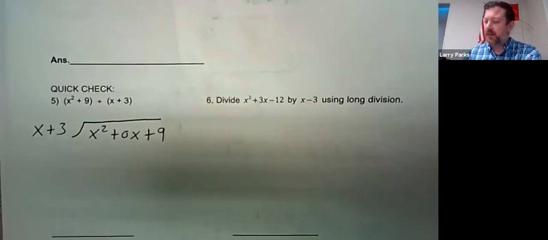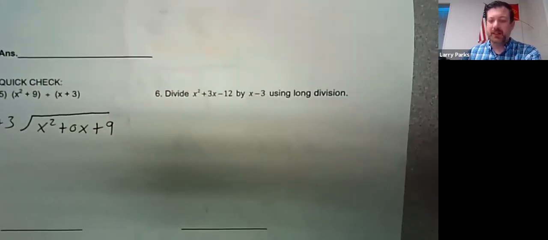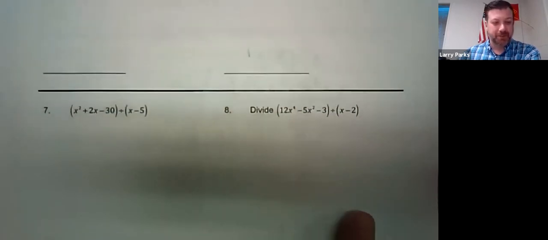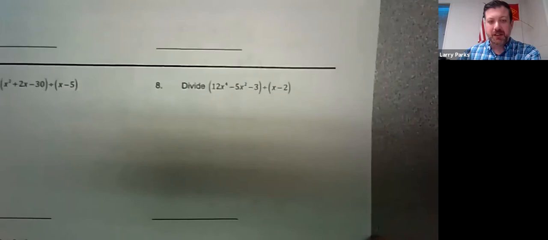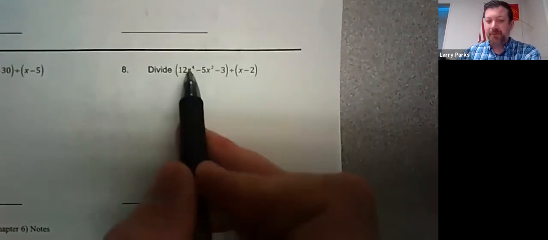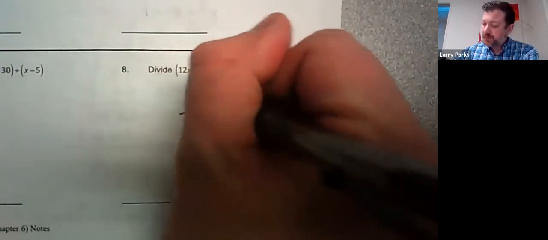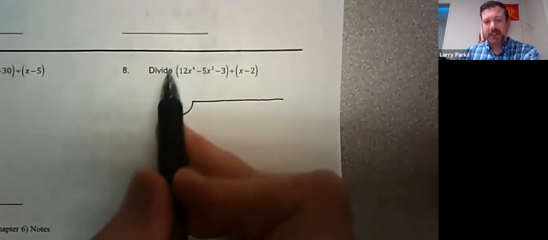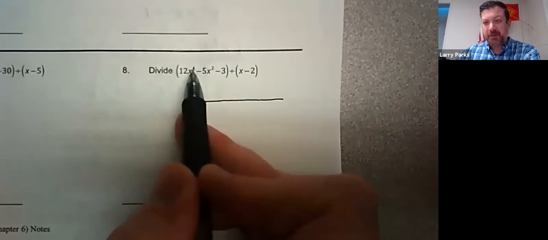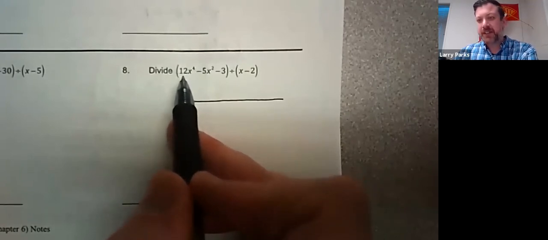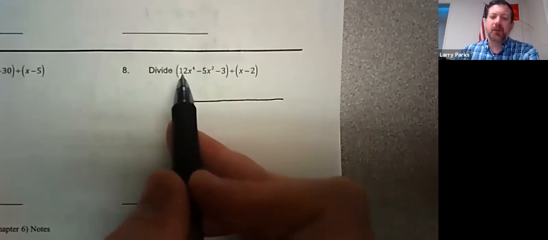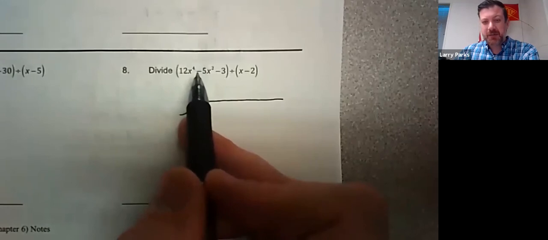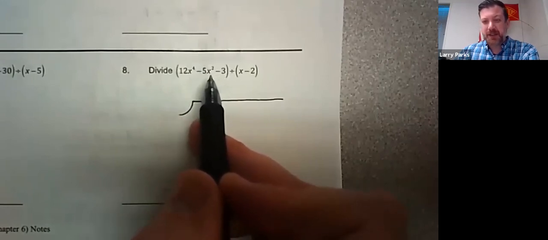Okay. Number 6, there's nothing special about that. We'll skip that one. Nothing special. Number 8, again, this is our dividend to the 4th power, so I need 5 places. I have 1, 2, 3. I need 5. I'm missing something. I am missing the x cubed, and I am missing the x. I must put in a 0.